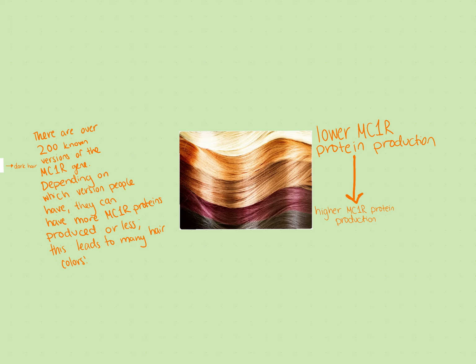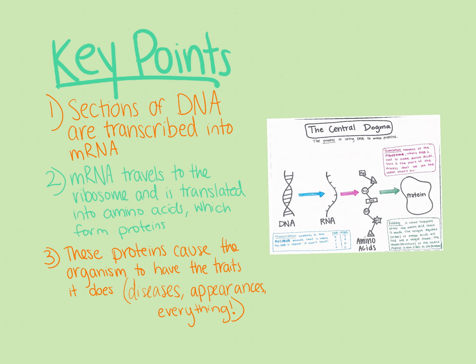Right now, we're just focused on how DNA goes from just a string of letters in the nucleus to building proteins that cause traits. So key points here. Sections of DNA are transcribed into mRNA. mRNA then travels to the ribosome and it is translated into amino acids, which form proteins. These proteins cause the organism to have the traits it does, including diseases, appearances, everything.